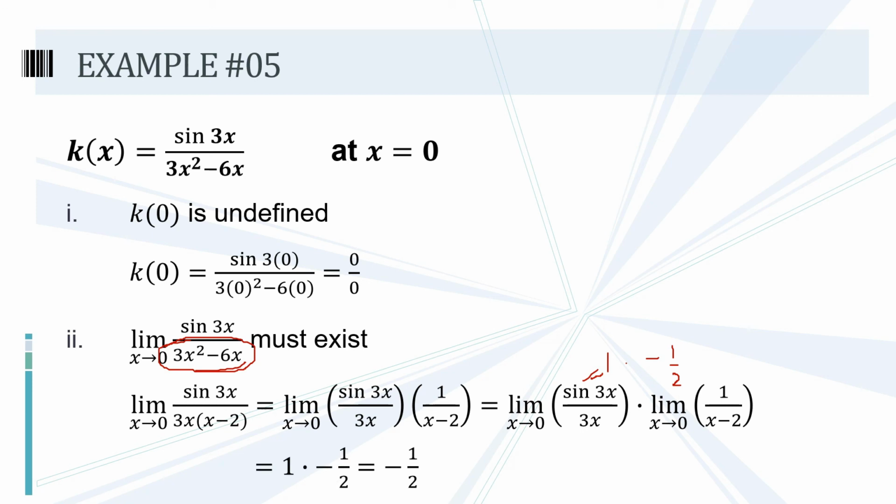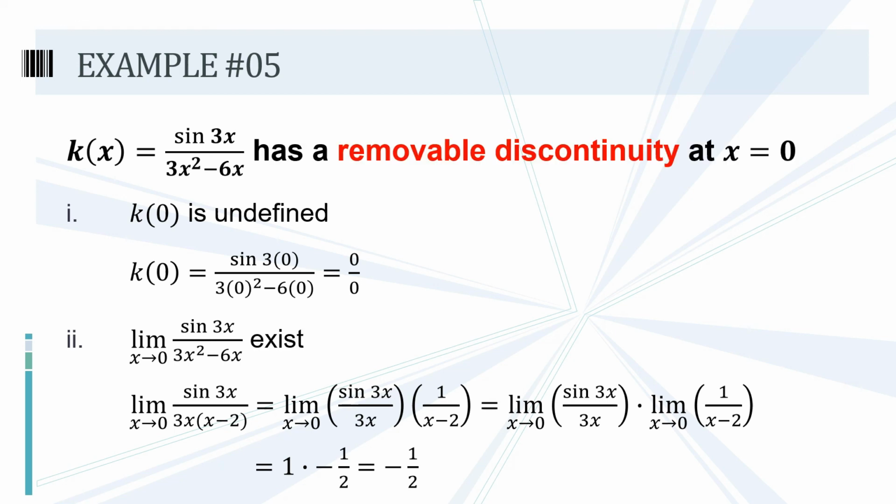Therefore, the limit of sine 3x over 3x squared minus 6x as x approaches 0 is actually equal to negative 1 half. So in this case, our limit exists. Okay? Pero yung k of 0 natin ay undefined. So anong type of discontinuity ang meron siya? Therefore, we say that k of x has a removable discontinuity at x equals 0.